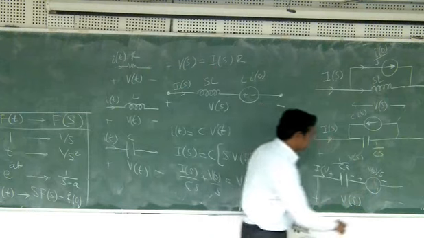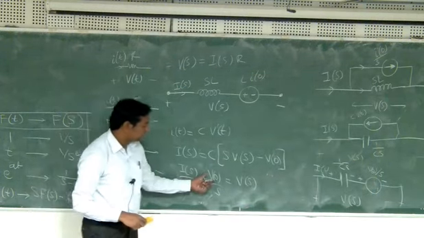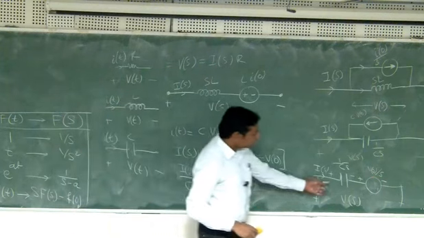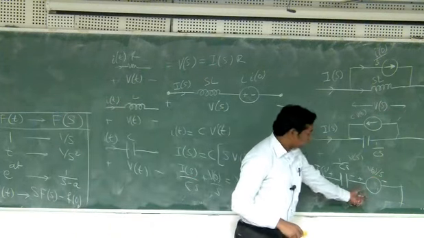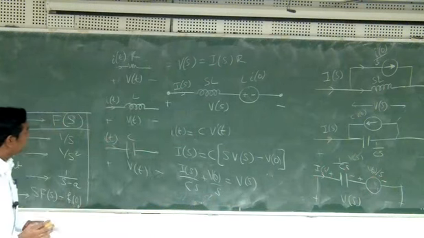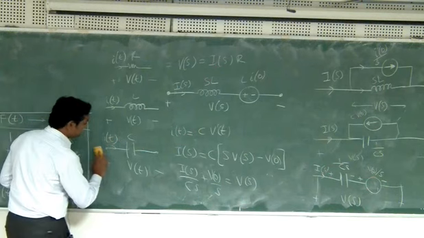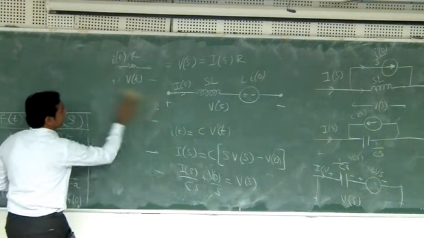So what I'm saying is, if a capacitor is given with some initial voltage, then you can replace the capacitor with this one when you are analyzing a circuit. Okay, I think with this we are ready to go and try some example problems. So I'll just go ahead.